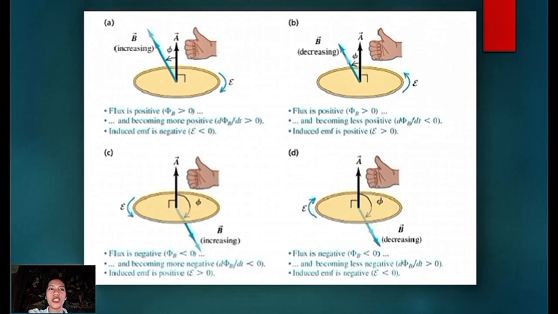Next is the direction of induced EMF. In this part, we focus on determining the direction of the induced EMF. The direction depends on whether the magnetic flux is increasing or decreasing. Using the right hand rule and field direction diagrams helps us visualize the direction of the induced current, which is crucial in circuit design and electromagnetic devices.